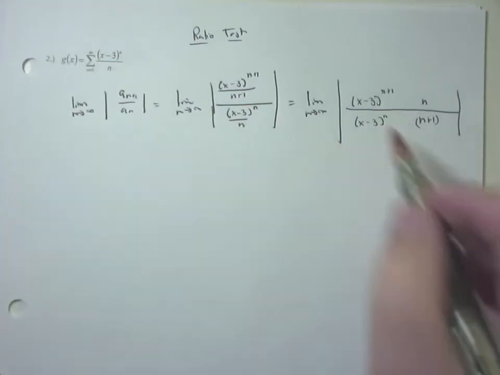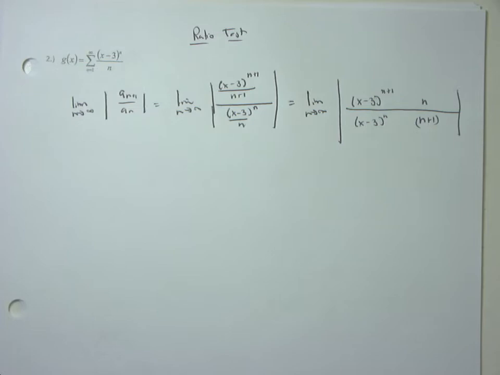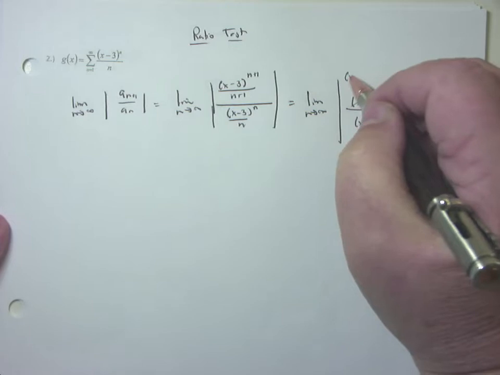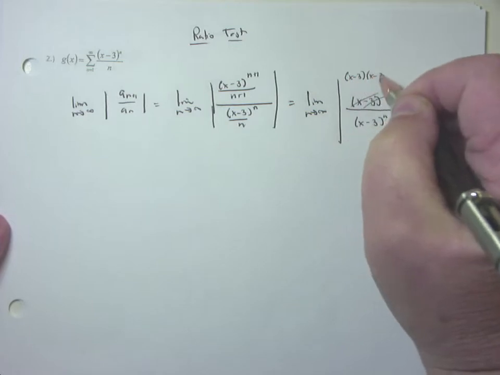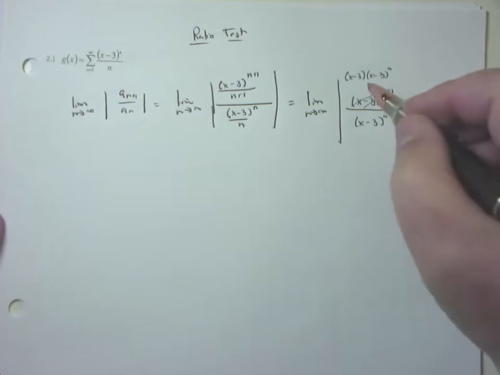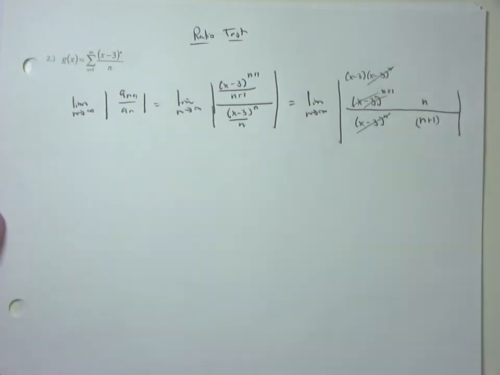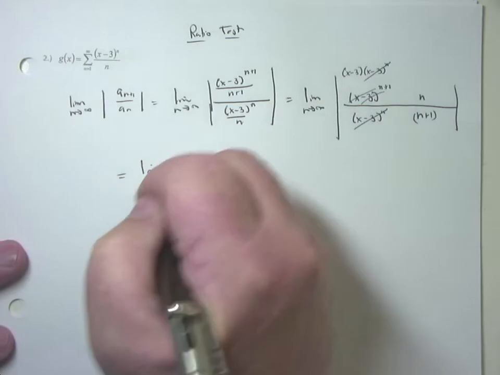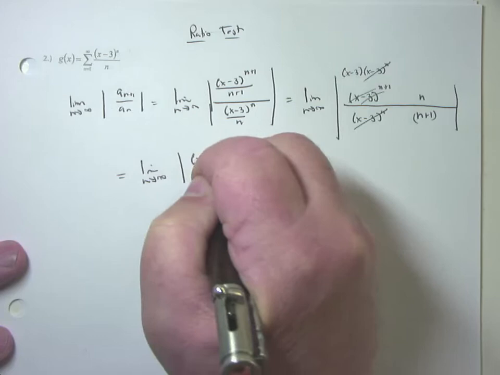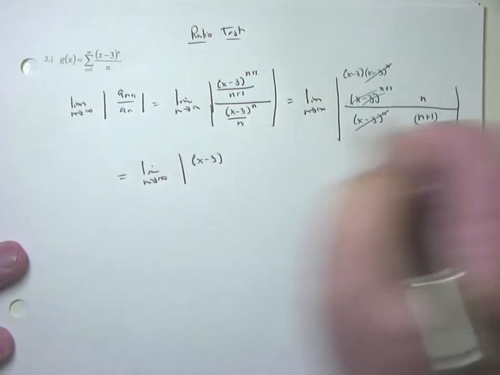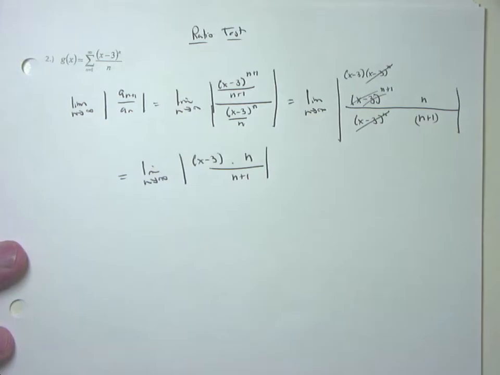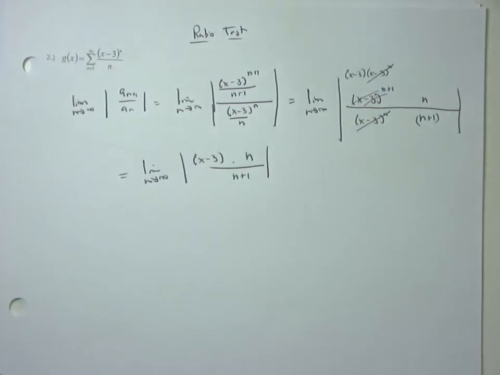Now, clean it up. Your powers of n in your ratio test are going to clean up. X minus 3 to the n plus 1 cleans up to become x minus 3 times x minus 3 to the n. I pulled off one of these so I can get the x minus 3 to the n's to cancel. So I'm left with the limit as n approaches infinity of the absolute value of x minus 3, that would be on top, times n divided by n plus 1. Now, take your limit as n approaches infinity.